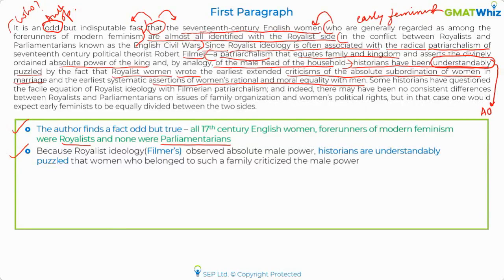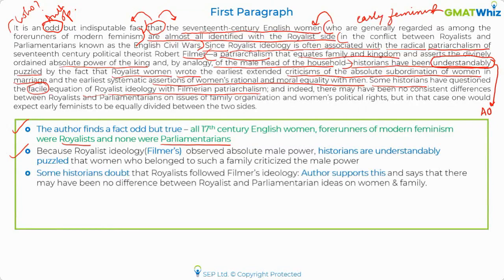Some historians have questioned, now again the author is quoting the other historians, have questioned the facile equation of royalist ideology. Let's say you don't understand facile, leave it out, because GMAT is never going to present you with a question which depends on your knowledge of vocabulary. They will give you context. Look out for that context. Okay. So all you know is some historians have questioned, that means they don't believe in the equation of royalist ideology with Filmerian patriarchalism. Now, what does this mean if they have questioned the equation? That means some historians don't believe that royalist ideology followed Filmerian patriarchalism, right? Okay.